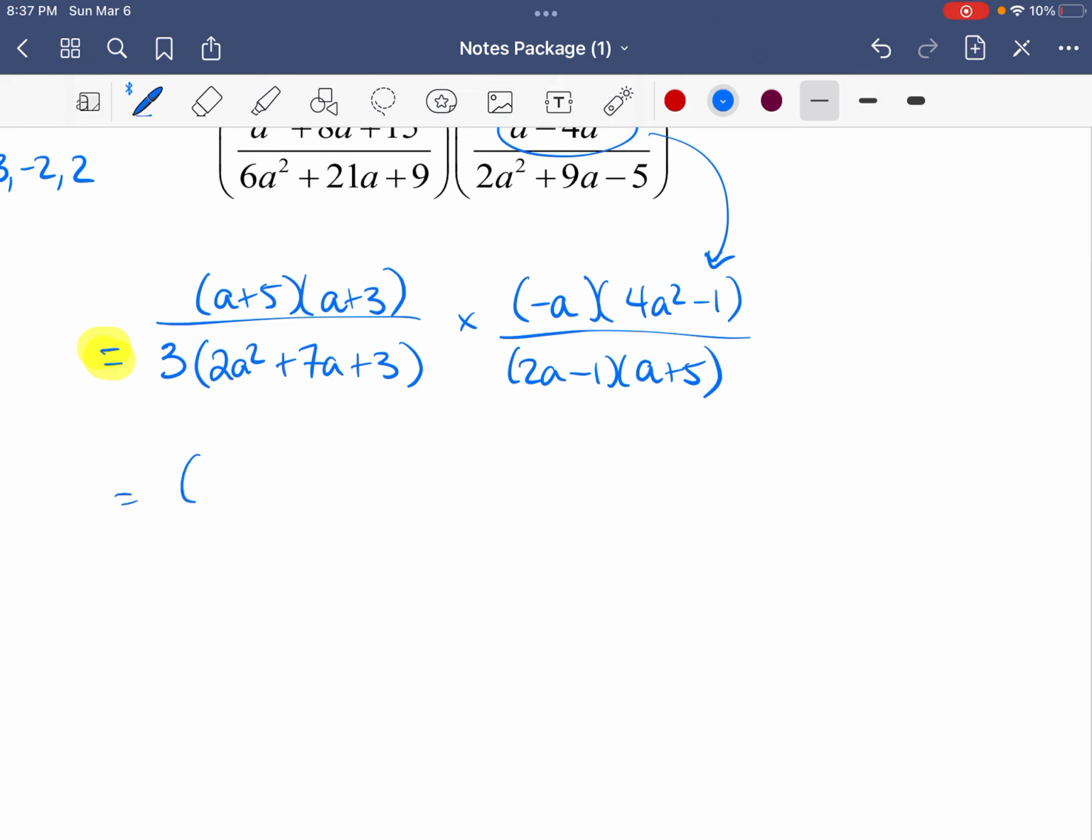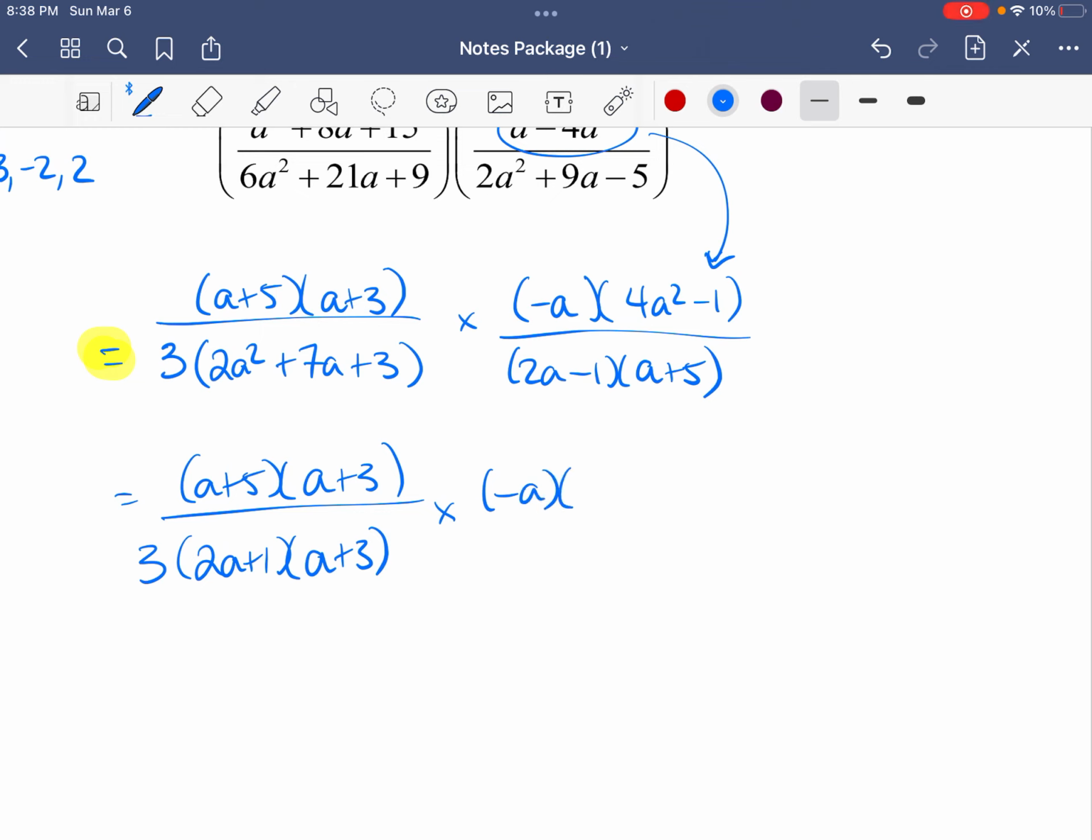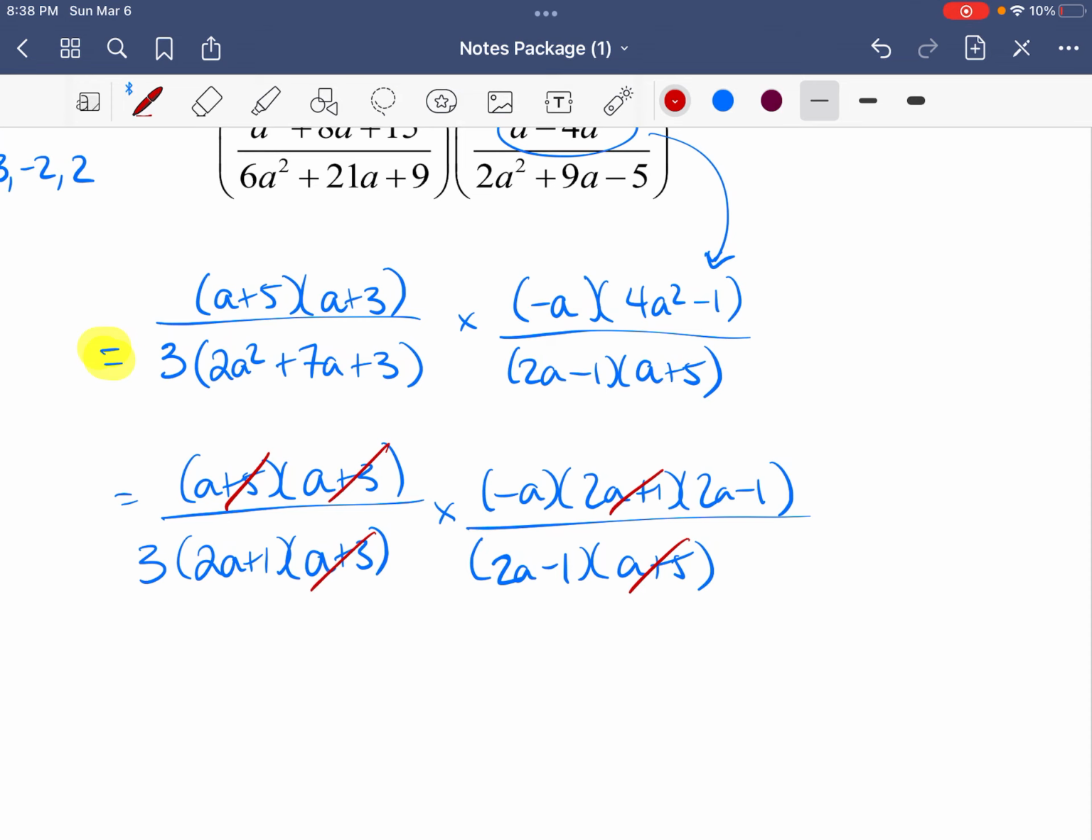Equals a plus 5, a plus 3, and then this gets 2a plus 1, a plus 3, and then we're multiplying by negative a, 2a plus 1, 2a minus 1, over top of 2a minus 1, a plus 5. Okay, we've done the hard part. Now we need to do some simplifying. So a plus 5, a plus 5, a plus 3, a plus 3, 2a plus 1, 2a plus 1, and 2a minus 1, 2a minus 1.